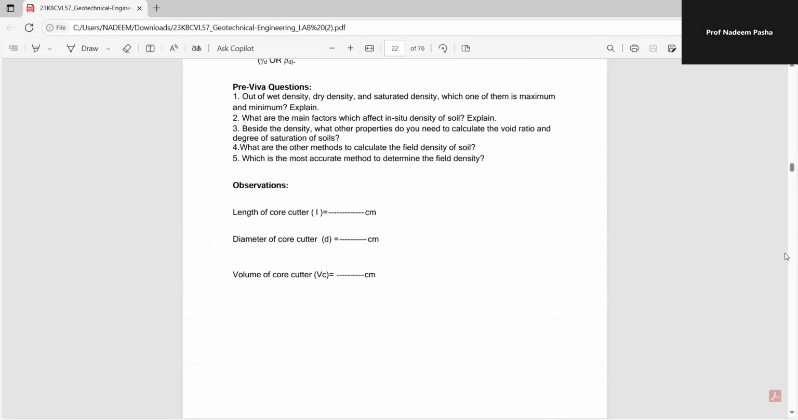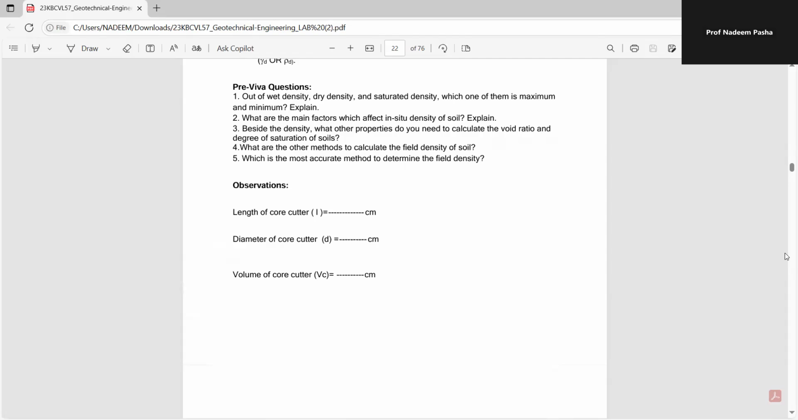Besides the density, what other properties do you need to calculate the void ratio and degree of saturation of soil? Yes, you need to calculate the void ratio and degree of saturation of soil. What are the other methods to determine field density of soil? That we will see further. What is more recommended to determine the field density? That also you need to see.